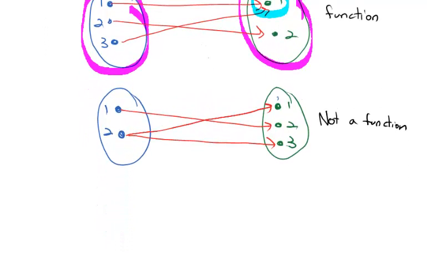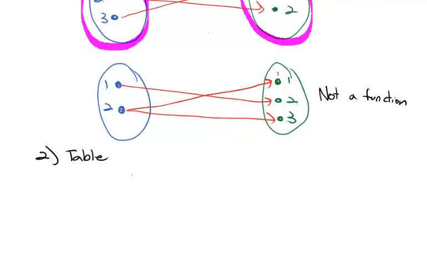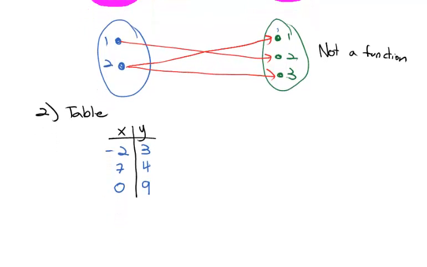Now, same idea. Some people really don't like the picture. Some people prefer a table of values. And so if I have a table of values, some x and y values, x is typically my input value, y is typically my output value. So if x is -2, y is 3. If x is 7, y is 4. If x is 0, y is 9. Notice each x has one unique y value with it. And that is because this is a function. As far as we know, no value has 2 different possible y values with it.